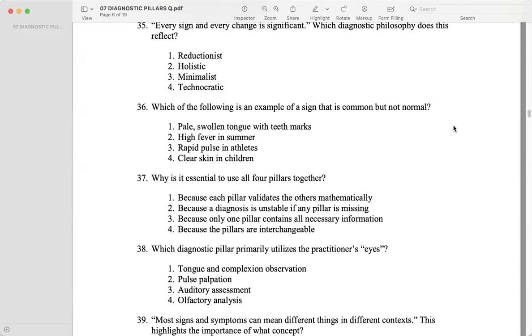Pale, swollen tongue with teeth marks. Okay, pale, swollen tongue. Question. What does that mean? Can you tell me, Sir Joe Bell? What image comes into your head when you see that kind of tongue? Because you say it's not normal. So what is the pattern that you immediately think of? Pale, swollen tongue.